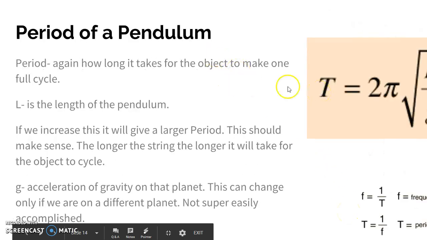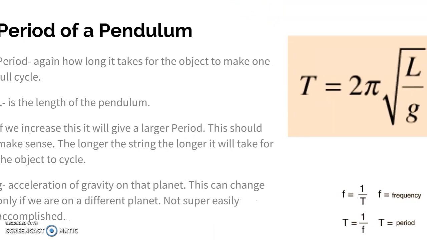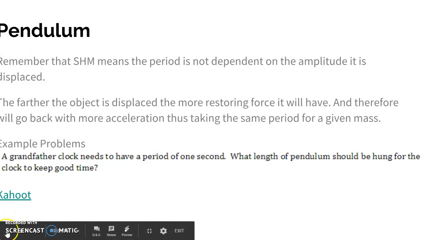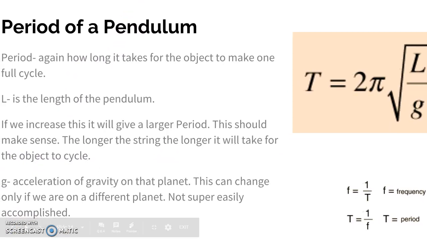So, period of a pendulum. Here is our equation. Make sure to try to get all the notes in here. Period, again, is how long it takes for an object to go one cycle. That's our big letter T here. This is the period. And then L is the length of the pendulum. That's our L up above here.